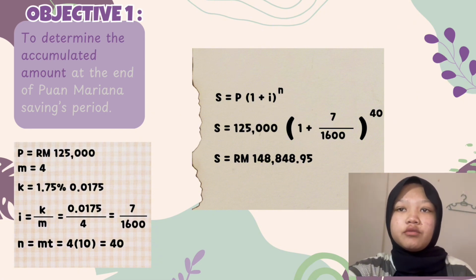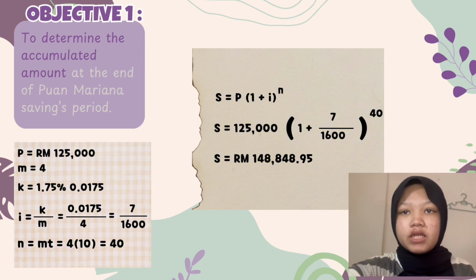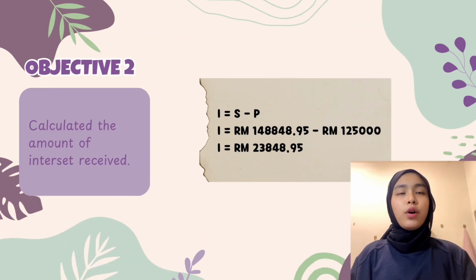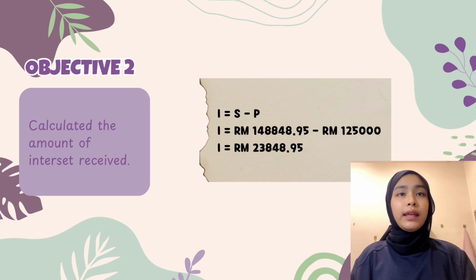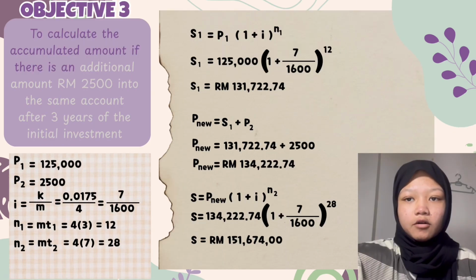S equals 148,848.95 cents. So for objective 2, which is to calculate the amount of interest received, we use the formula I equals S minus P, which is I equals RM148,848.95 minus 125,000. So the answer is I equals 23,848 ringgit 95 cents.